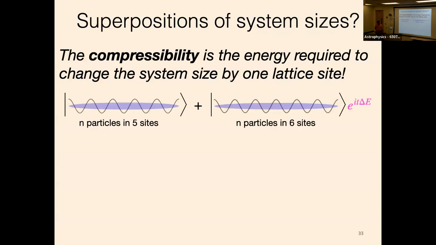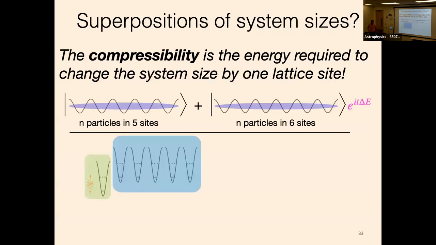So let's draw how we're going to do that superposition. The basic idea is to take the last site in the lattice and detune it by the interaction energy, by U. So what does that mean? That means if there is no particle in this site, then I have a five-site system, right? If there is a particle in this site, then I have a six-site system because this photon can hop in there, right?